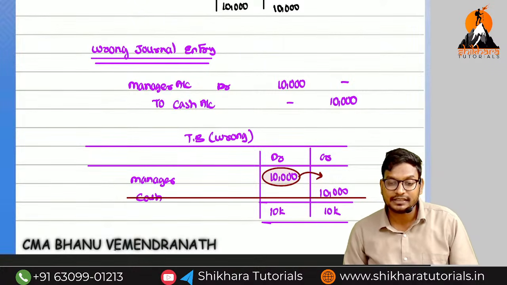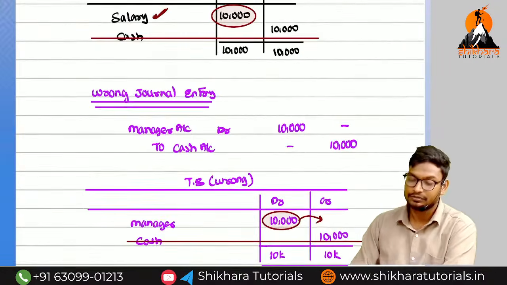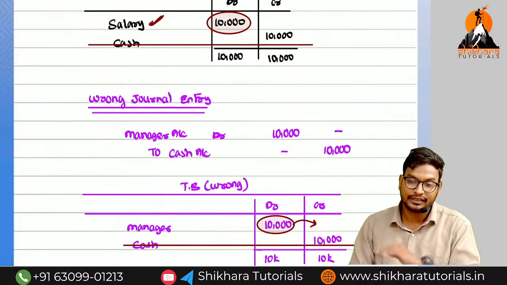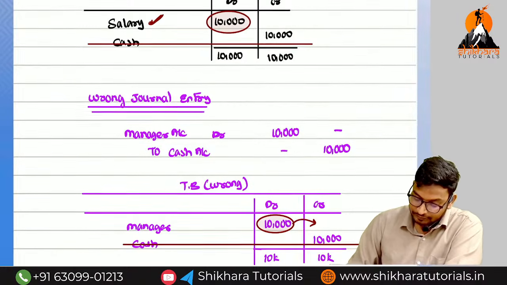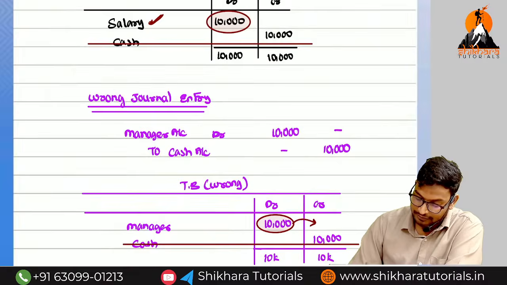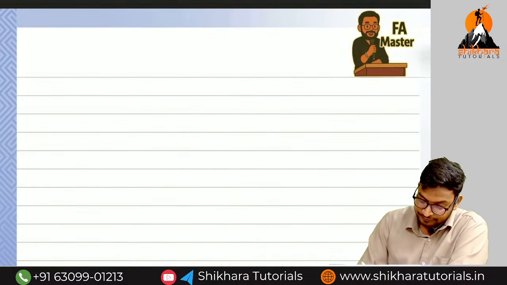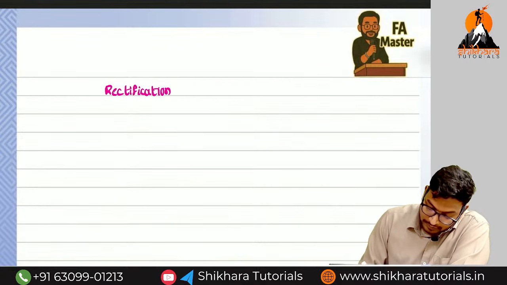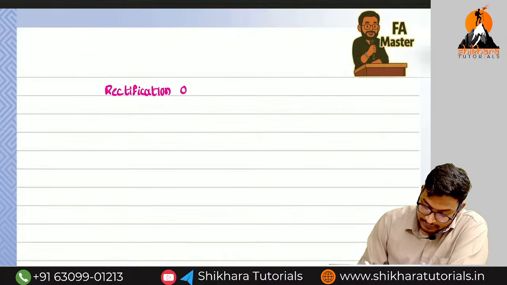Can you say the rectification entry? Simple. What is the entry? Salary account debited to manager account. So this is the only process. If you follow this one, before affecting, after affecting, there is nothing that matters. Okay? So you have to follow this method. So can you say the rectification entry? So I am going to write the rectification entry. Just a second. Rectification journal entry.